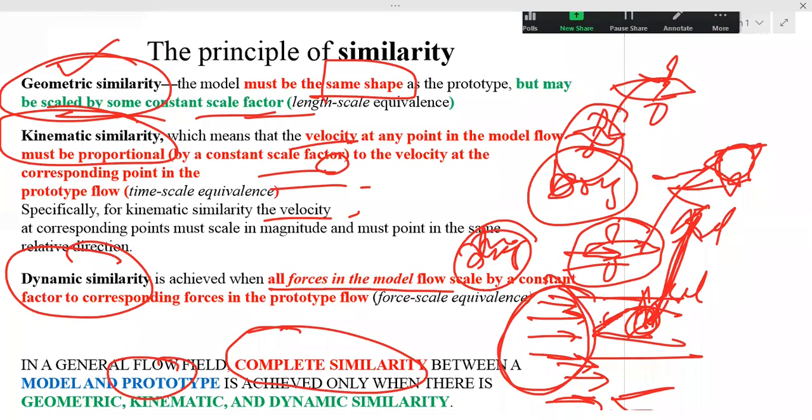So to actually carry out experiments on a model, the model should be similar in all respects to the prototype. Prototype का मतलब है जो actual plane बनेगा या ship बनेगी या जो भी बनेगा. So that is, there should be three similarities: geometric similarity, kinematic similarity and dynamic similarity.